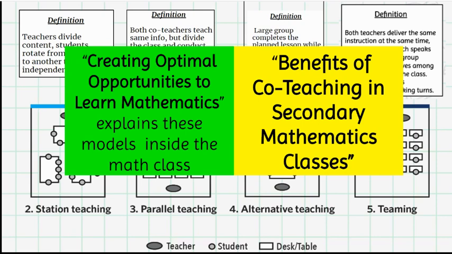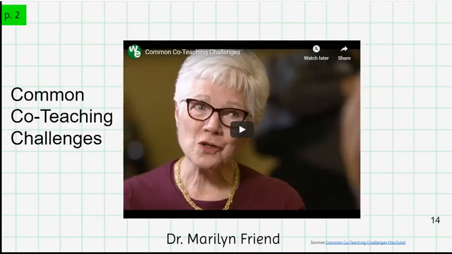The second article is actually in the next section. So that link is the benefits of co-teaching in the secondary math classes, and Misty's going to dive into that a lot deeper. So I just wanted to make sure that you have both of those. Take the time to read them, highlight, share them with your team.